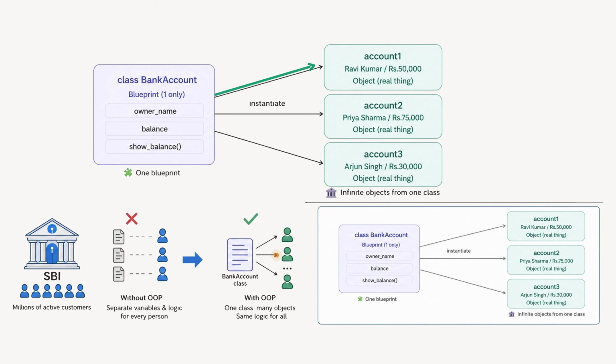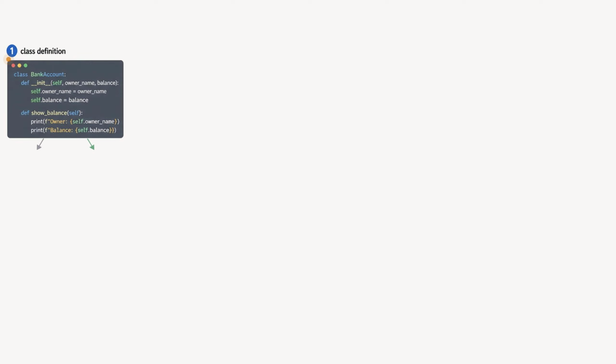To actually build this powerful blueprint in our code, we'll need to understand how to translate these concepts into specific Python syntax next. So how do we actually write this in Python? We start by defining our blueprint. Here we use the keyword class BankAccount.